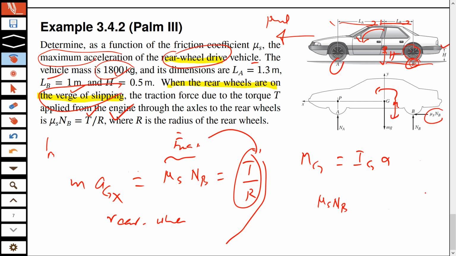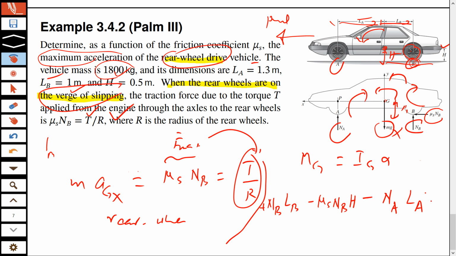This multiplies h, और if you think about G, इसका जो impact है वो clockwise है, तो that's a minus. ये लाइन G को क्रॉस कर रहा है तो इसका कोई मोमेंट नहीं होगा. N_B का क्या होगा, N_B multiplies l_B, और इसका इम्पैक्ट काउंटर क्लॉकवाइज है तो this will be plus. Similarly N_A multiplies l_A, and this also has a clockwise effect, so this all will give you the total moment.